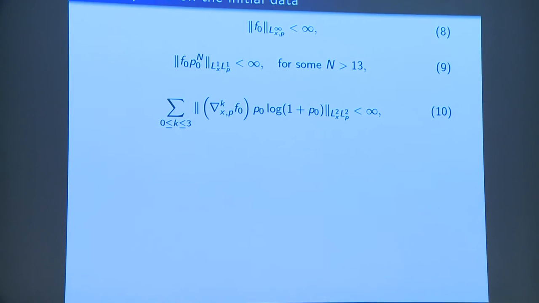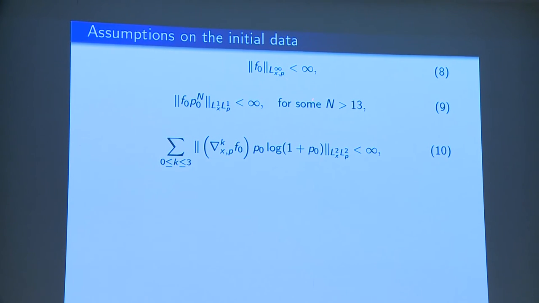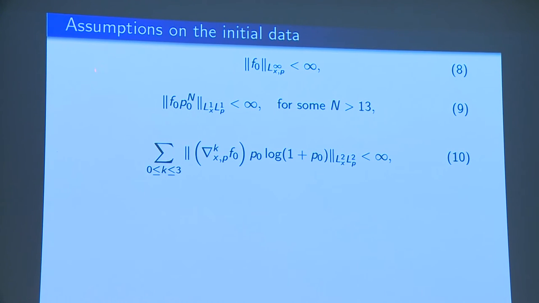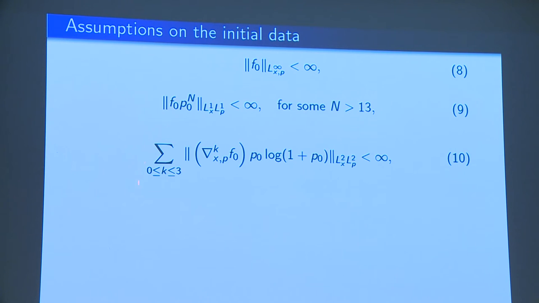So here are the assumptions on the initial data. You have F0 in L infinity, and you have some high moment bound. For example, you assume that the L1 norms in x and p of F with an nth moment are finite initially, where n is greater than 13. And you assume a weighted L2 bound for at least three derivatives. We actually do this in a scale of spaces, so you can go up to as many derivatives as you want. That's pretty standard, but I'm just stating it here for three.